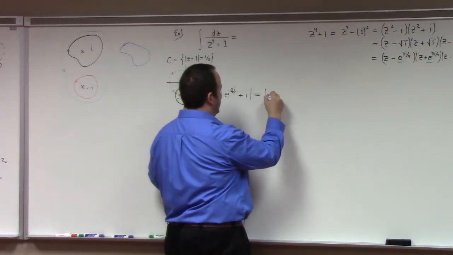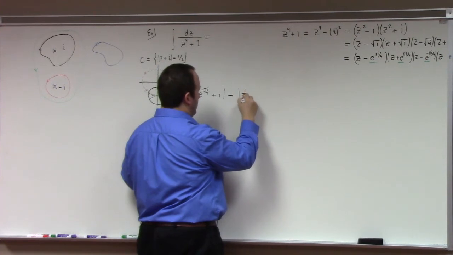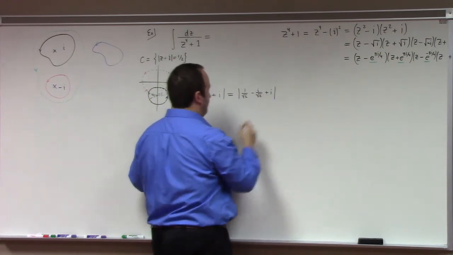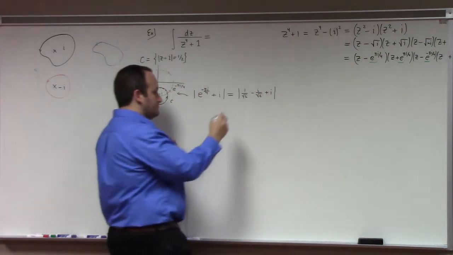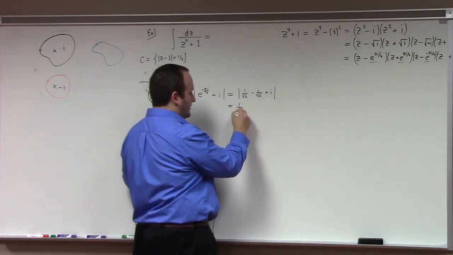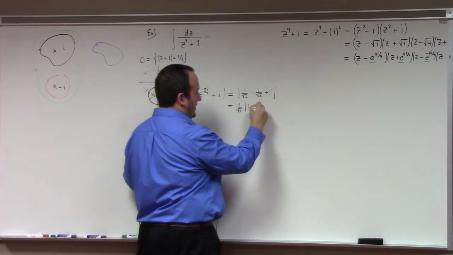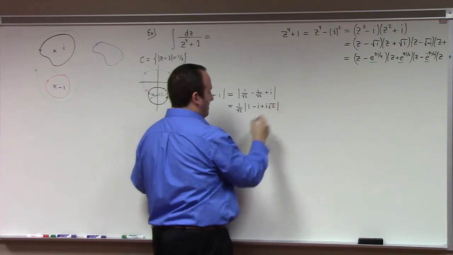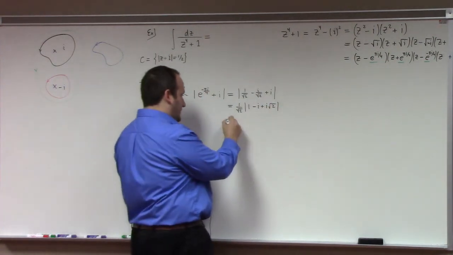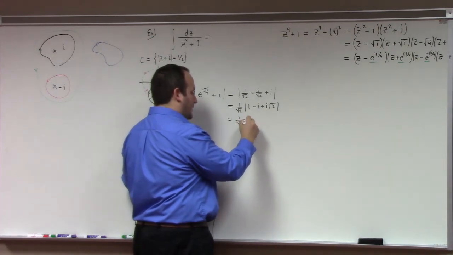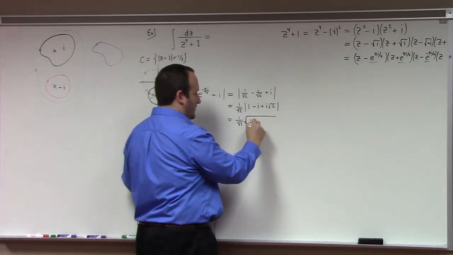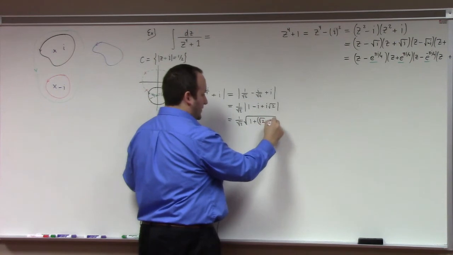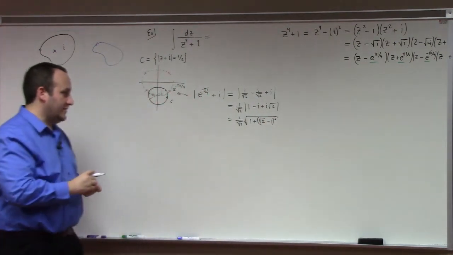Well, that's 1 over the square root of 2 minus I over the square root of 2, plus I. Which is what? 1 over the square root of 2 times the modulus of 1 minus I plus I times the square root of 2, which is 1 over the square root of 2 times the square root of 1 plus the square root of 2 minus 1, quantity squared. What is the square root of 2 minus 1, quantity squared?